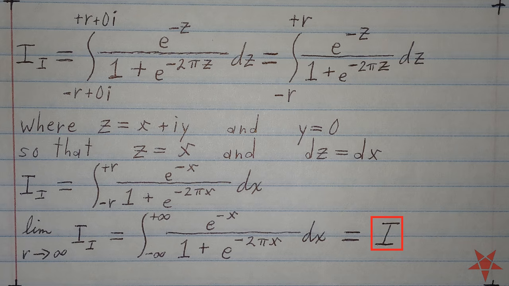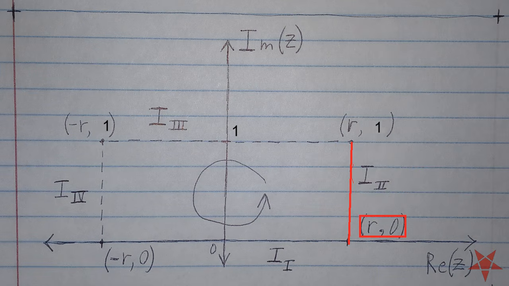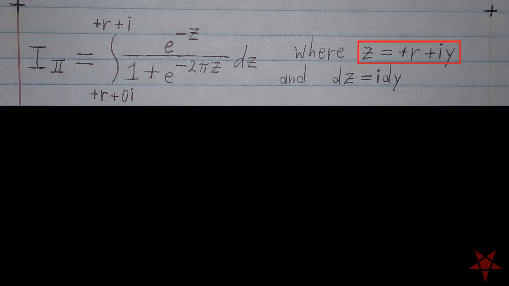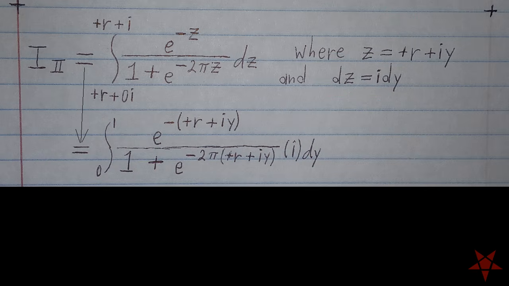Path integral capital I sub 2 takes us from positive little r on the real axis up to a point in the first quadrant designated by positive little r plus I. Along this path, z is equal to positive little r plus iy, and taking the derivative of z gives us dz equal to I dy. Along this path, the only variable that changes is y, so we can reformulate the integral to that of a one-dimensional integral from 0 to 1.